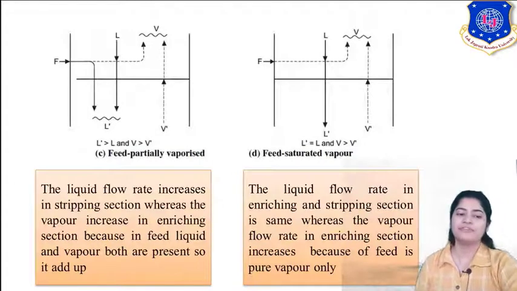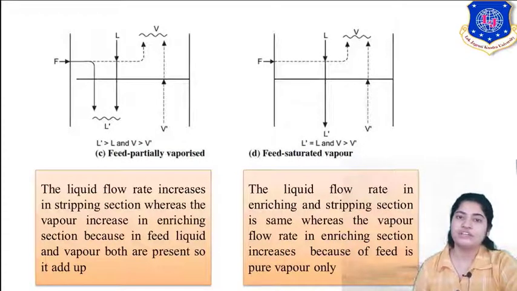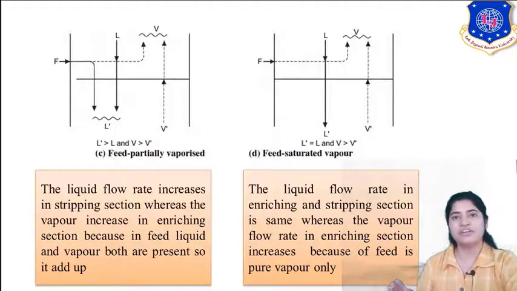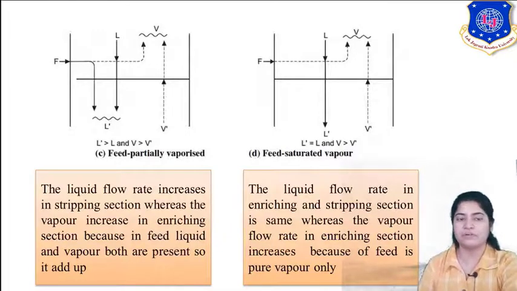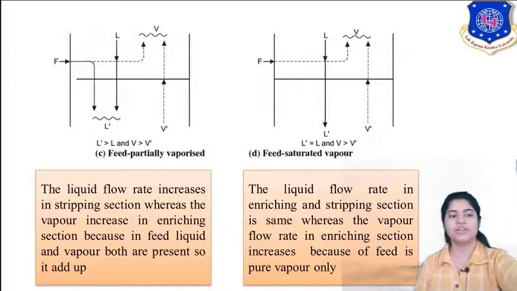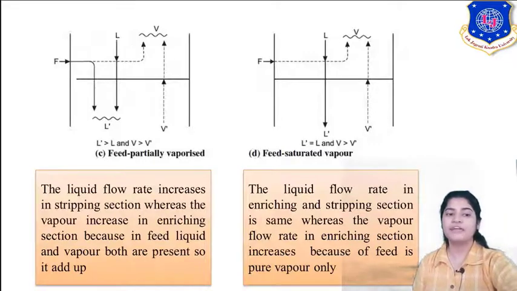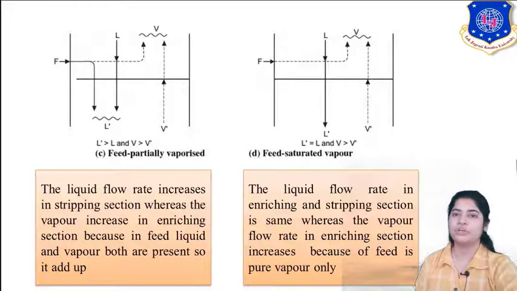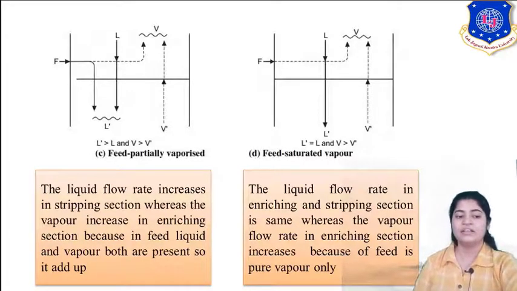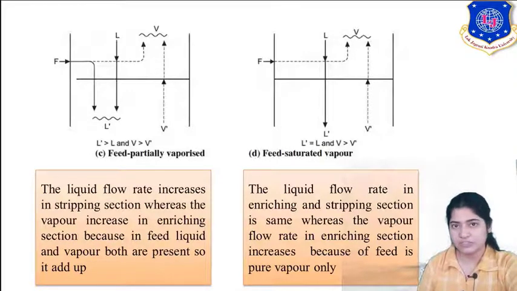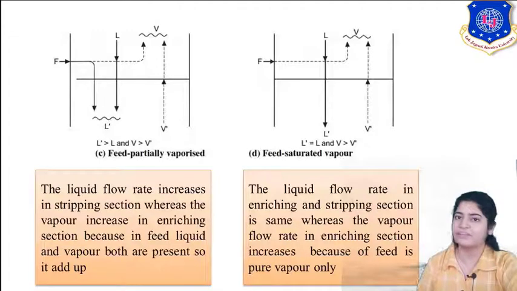The third type of feed is your partially vaporized feed. It means your feed is now a mixture of liquid and vapor. Liquid and vapor both are present. So here feed is coming, part of the vapor goes up into the enriching section and part of the liquid goes into the stripping section. Hence the liquid flow rate in the stripping section is more than the liquid flow rate in the enriching section, but the vapor flow rate in the enriching section is more than that in the stripping section.